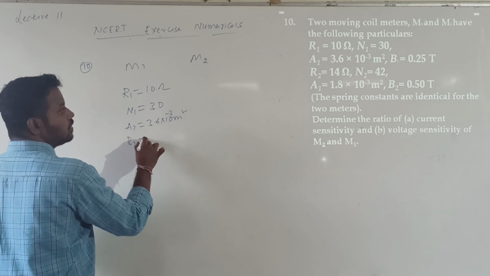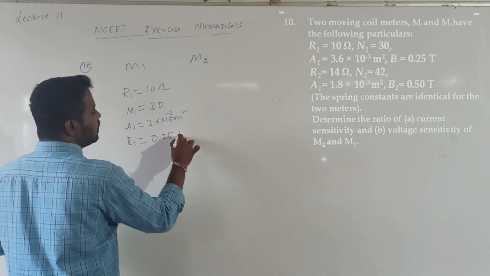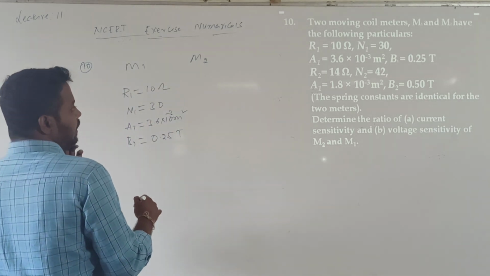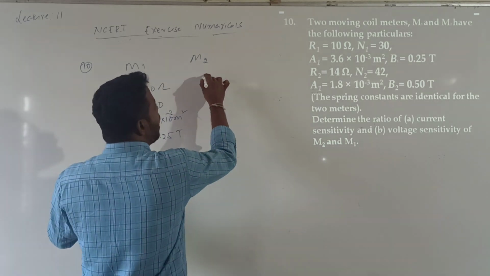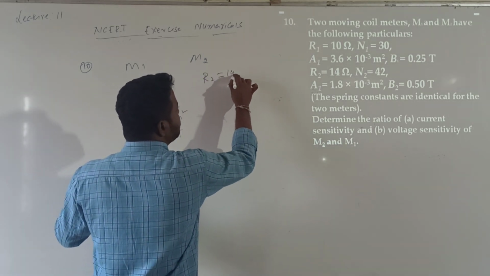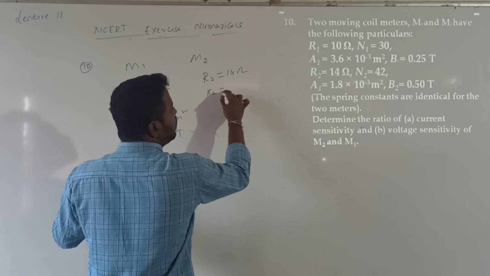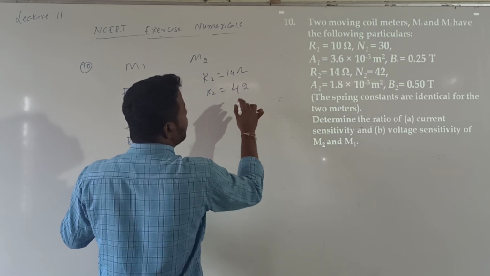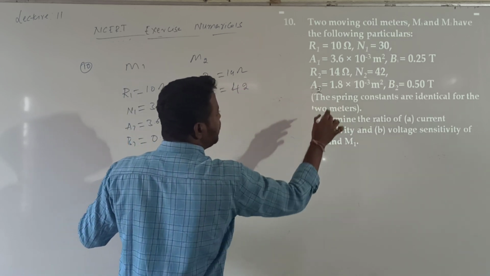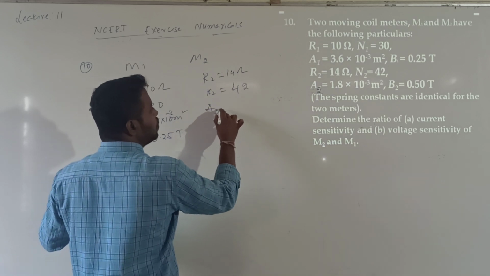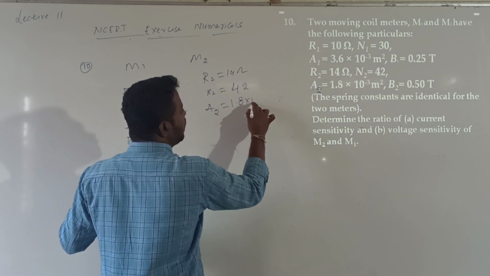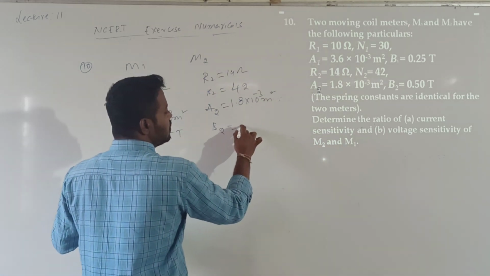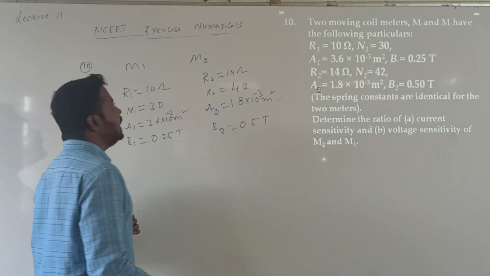Magnetic field is given as 0.25 Tesla. And for the other coil, R2 is 14 ohms, number of turns N2 is 42, and here the area has to be given as A2, not A1. So area A2 is 1.8 into 10 to the power of minus 3 meter square. Magnetic field is given as 0.5 Tesla. This is the data given.